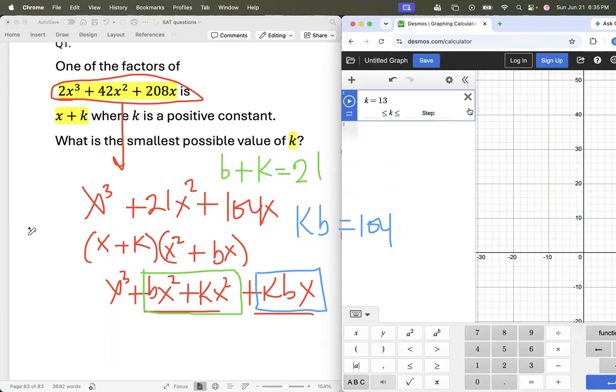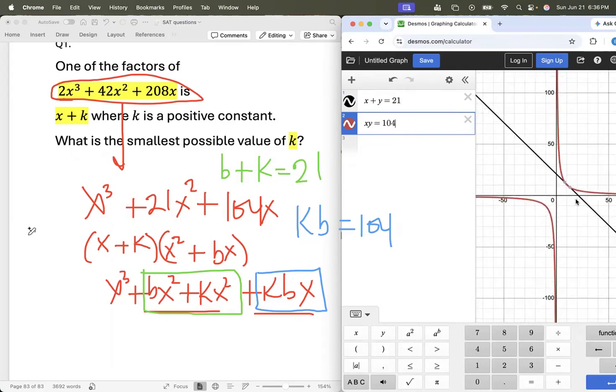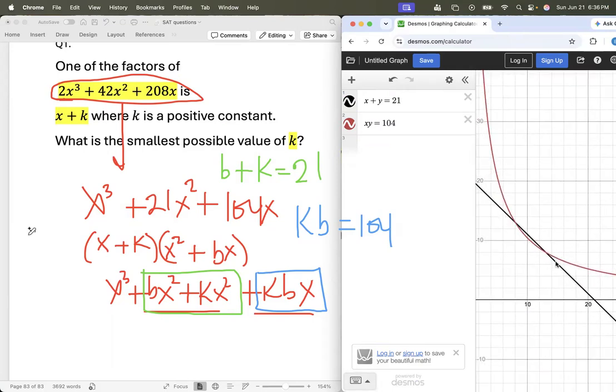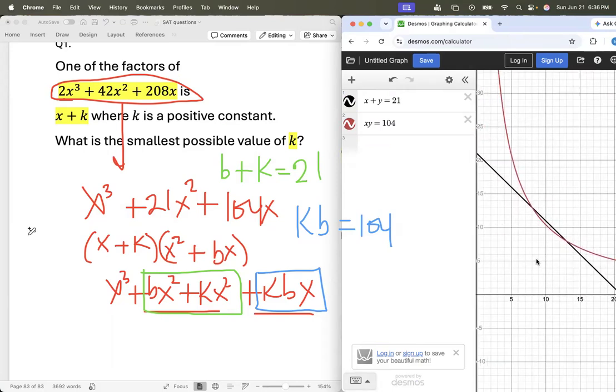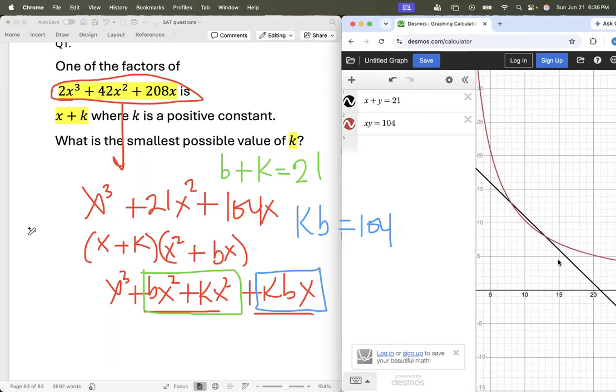You just put it in DESMOS and you say, okay, I'm going to make k as x. So k is an x. It doesn't matter. So k plus y, which is b, is equal to 21. And then xy, which is kb, is equal to 104. And you can see it's a beautiful graph. It intersects at 2 points. You see 2 solutions, exactly, right? This is the curve and the tangent, but it's having 2 solutions. That tells you we need 2 solutions.